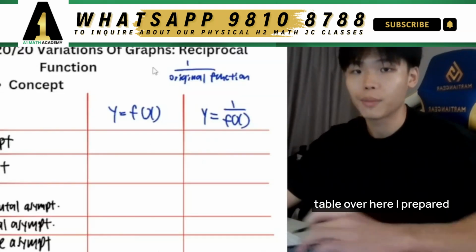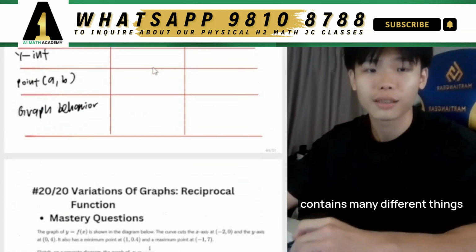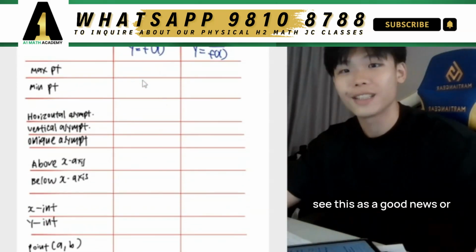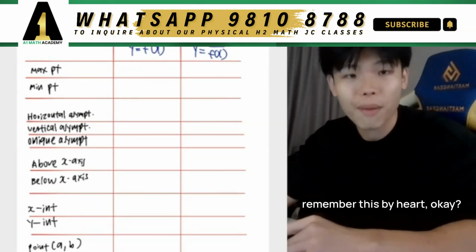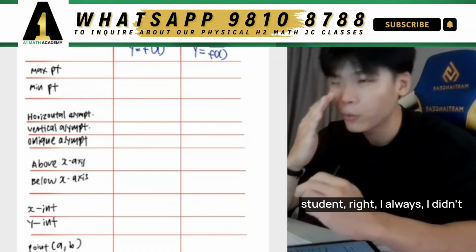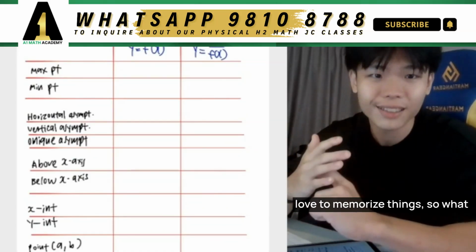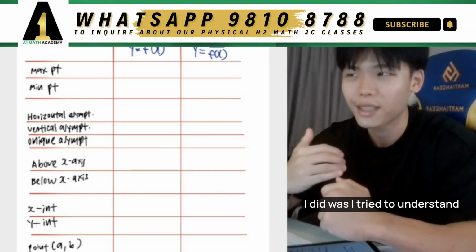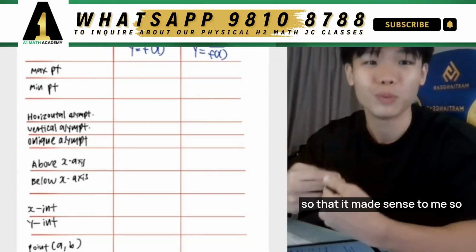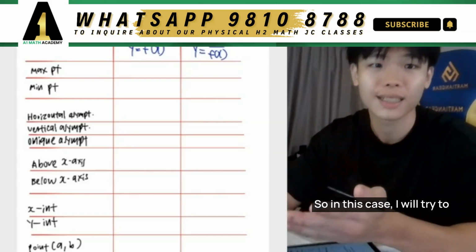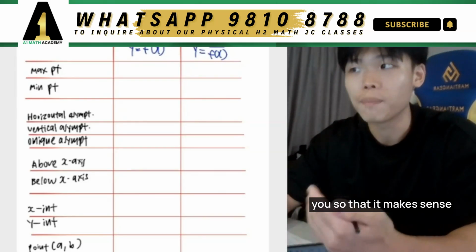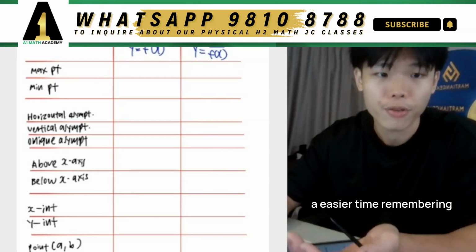You can see that the table over here I prepared contains many different things that will change when we have a reciprocal function. And I don't know whether you see this as good news or bad news, but you have to remember this by heart. But the thing is that as a math student, I didn't love to memorize things. So what I did was I tried to understand every single thing that was happening underneath the hood so that it made sense to me so that I didn't have to memorize it. So in this case, I will try to explain how each and every one of these works to you so that it makes sense to you as well and you have an easier time remembering these concepts during the exam.